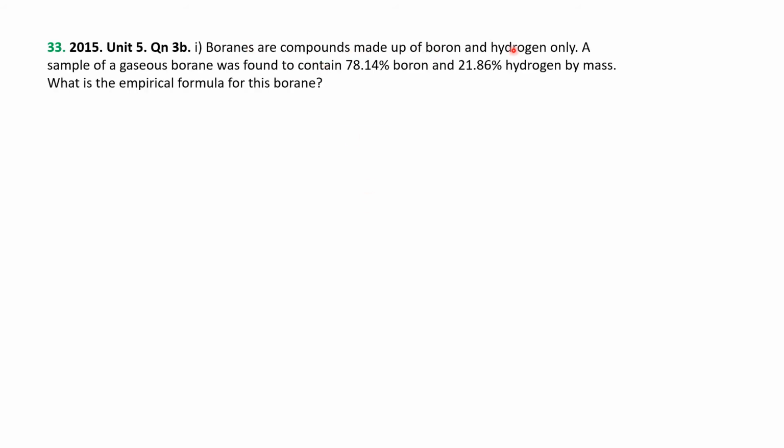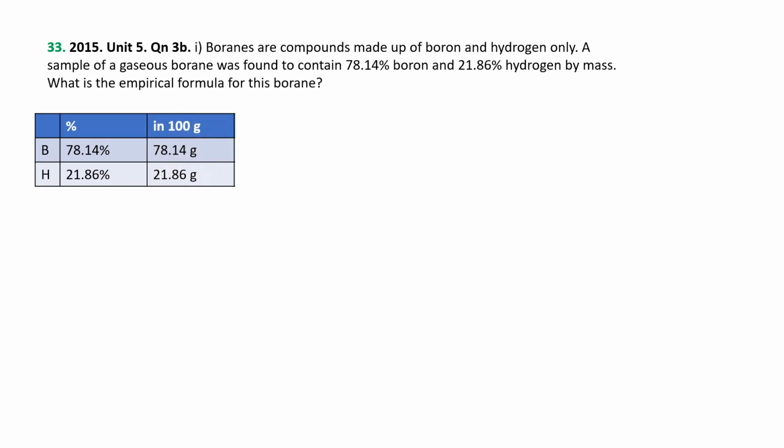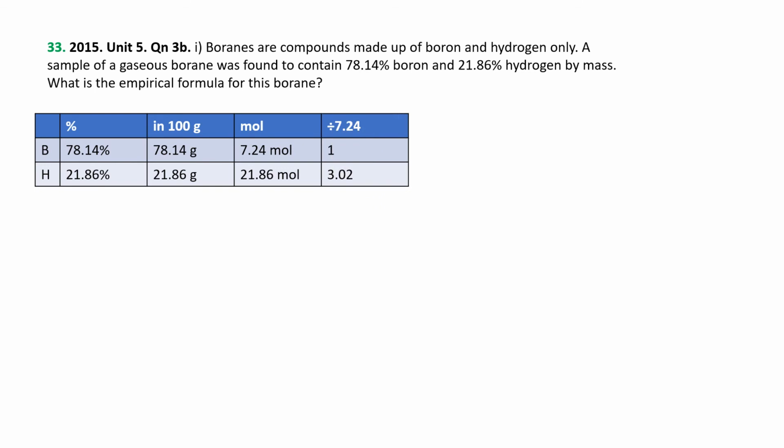Boranes, compounds made up of boron and hydrogen only. Gaseous boron, 78.14. So same thing, that's our 78.14% boron, 21.86% hydrogen. In this case, they told us the hydrogen. We could quite easily have got it by just subtracting 78.14 from 100. Turn that into grams, turn that into moles. Ugly ratio, divide through by the smaller number, 7.24, and we get 1 to 3.02. Call that 3 between friends, so the empirical formula BH3, aren't these easy?